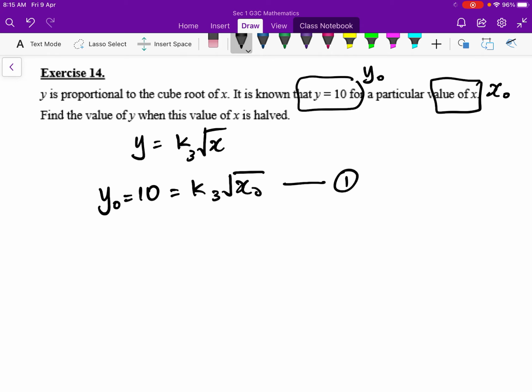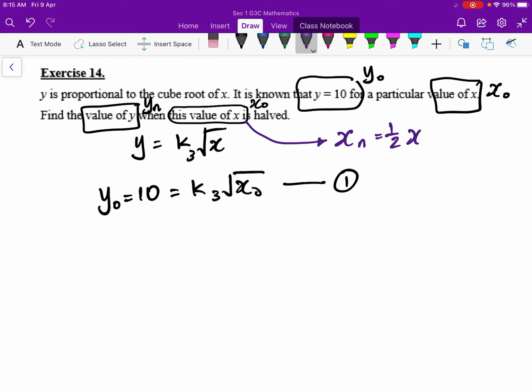Then they tell us, find the value of y. That means they want us to find the new y, y-new, when this value of x is halved. This value of x, they are talking about x-naught. x-naught is now going to be halved. So the new x is just half of the old x. So just put it down over here.